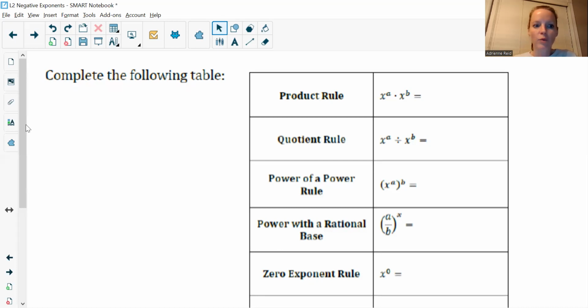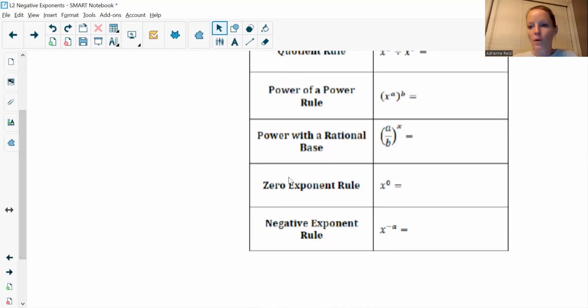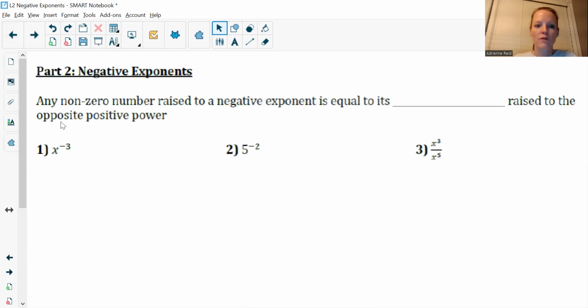And then we've got a couple of new ones here. We have power with a rational base. 0 exponent rule, we already know always equals 1. And then the negative exponent rule is what we're going to be looking at today. So we'll fill those in as we go through the lesson. First of all, starting with the negative exponents. So with the negative exponents, any non-zero number raised to a negative exponent is equal to its reciprocal fraction.